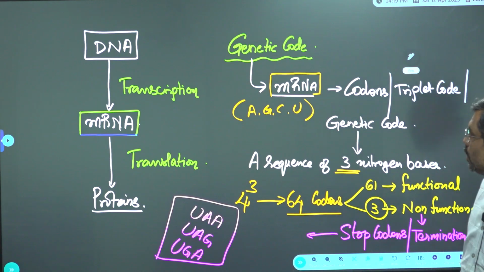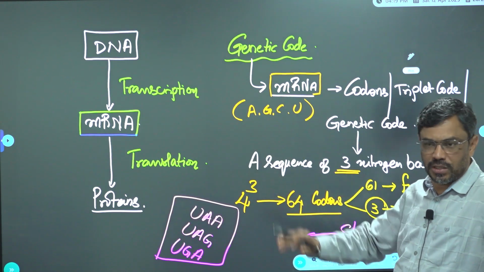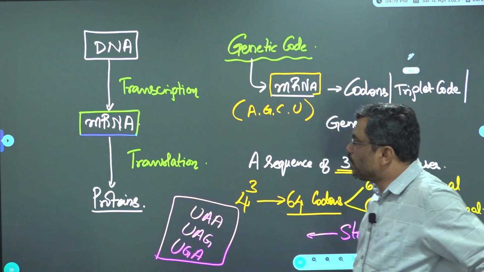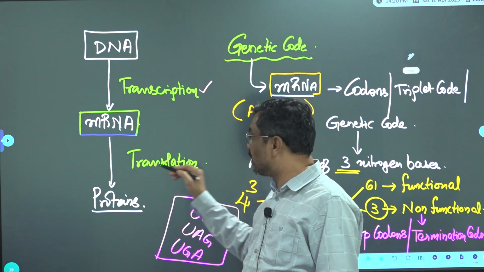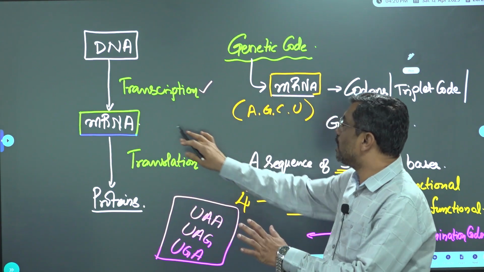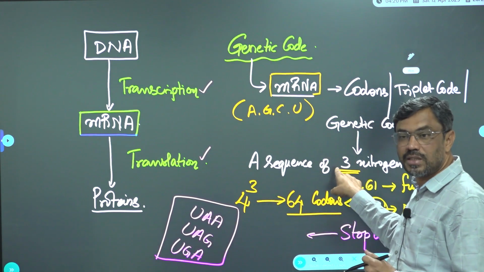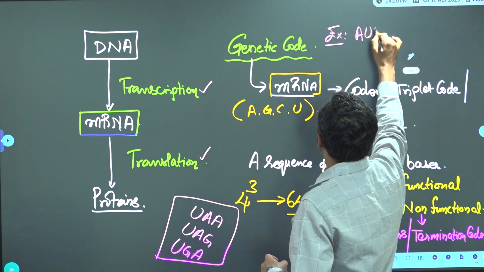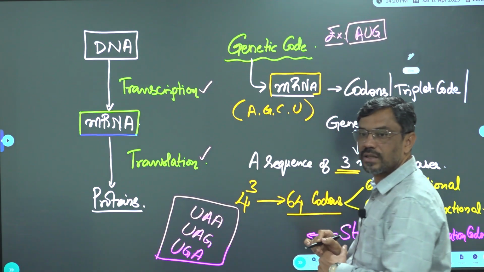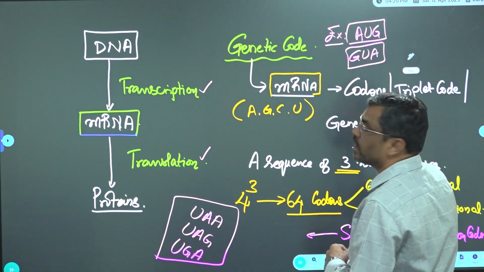Are you getting? So the information present in the DNA will be carried to mRNA, and from mRNA that information will be passed to the proteins. The formation of mRNA from DNA is called transcription, and the formation of proteins from mRNA is called translation. So in this mRNA, the genetic information will be stored in the form of a sequence of 3 nitrogen bases, say for example AUG, a set of 3 nitrogen bases. Okay. So GUA, a set of 3 nitrogen bases.